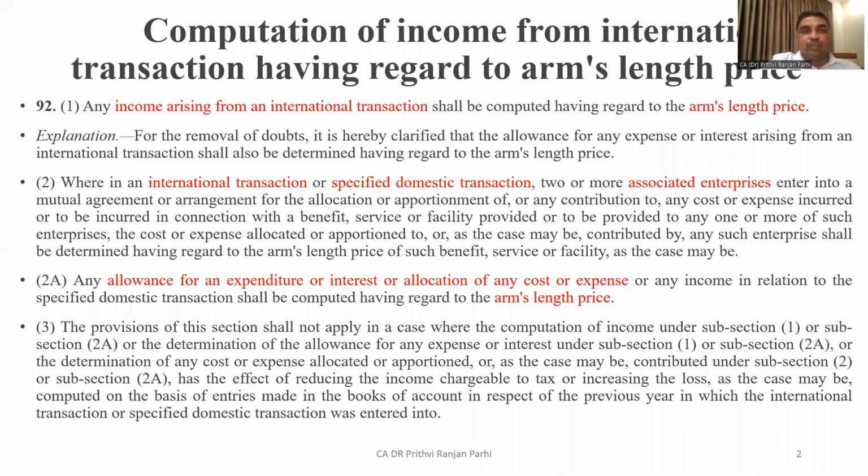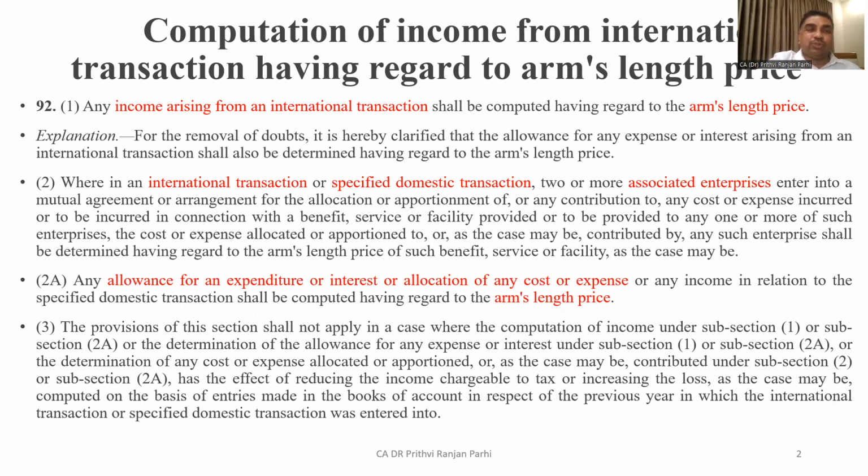Yeah. So what I'm showing you right now is section 92. You can look at this section. I'm not going to read the section line by line; you can pause the video and read it. If you look here, it is talking about any income arising from international transactions shall be computed having regard to arm's length price. So the concept is that if there is an international transaction, there is a need to compute ALP, or arm's length price. What is ALP? It is explained subsequently. We'll be looking into that.